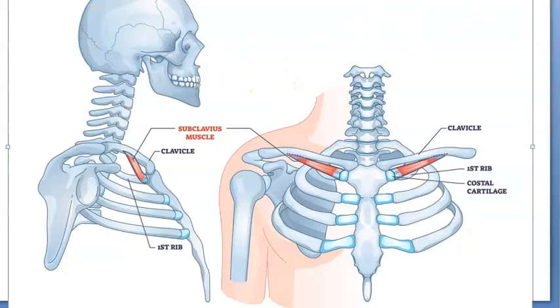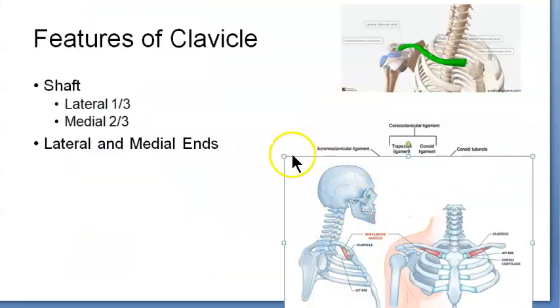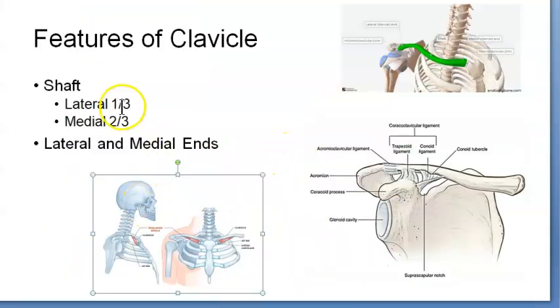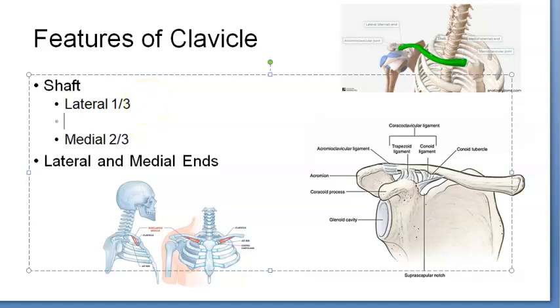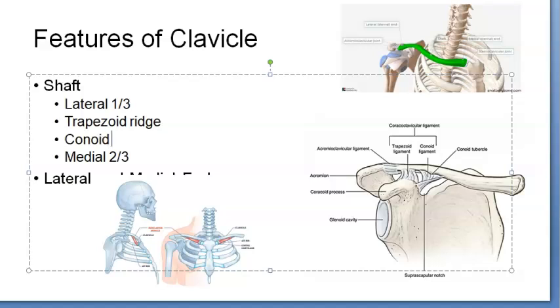So we are done with what now? We are done with shaft, guys. Just the shaft took so much time, I can't believe. So what all you saw in shaft: lateral 1/3, medial 2/3. In lateral 1/3, what we saw? Trapezoid, what was that? Trapezoid ridge, very good. And conoid tubercle we saw, okay. These are the two things we learnt there.